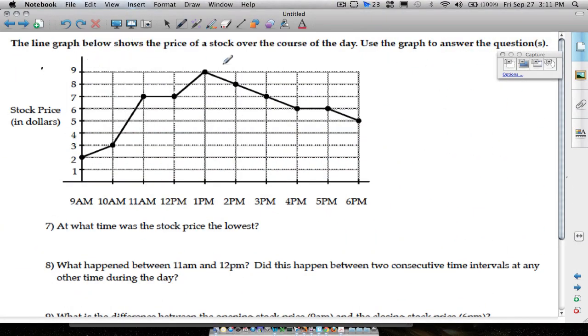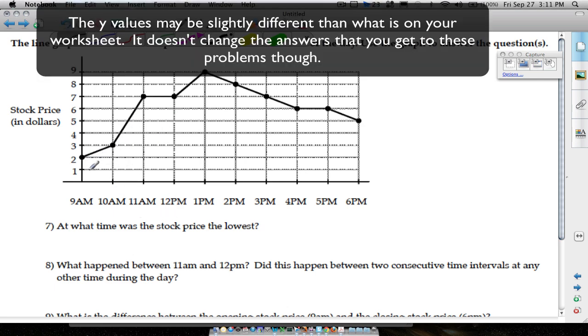Alright, the line graph below shows the price of a stock over the course of a day. Use the graph to answer the questions. So we have the price of a stock. For example, at 9 a.m. it was $2. Notice it says dollars.